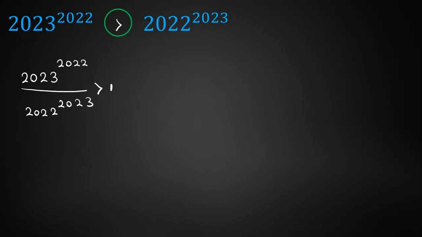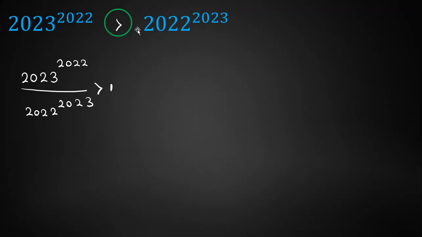When we want to start, we can divide, for example, the left number by the right number. So we can say 2023 to the 2022 divided by 2022 to the 2023. If the left number is greater than the right number, so the numerator is greater than the denominator, then the fraction will be greater than 1.